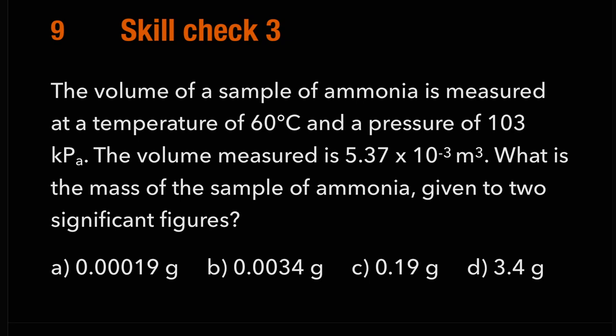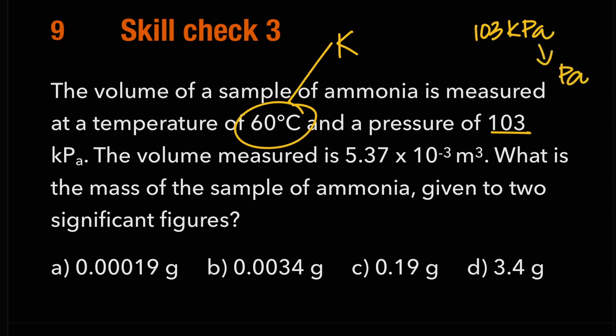For example, check this question out. The volume of a sample of ammonia is measured at temperature 60 degrees centigrade, which means that this has to be first converted into the Kelvin scale. And the pressure is 103 kilopascals. Now 103 kilopascals should be converted to pascals. And the volume is already given in meter cube, so that's good. And they're saying, what is the mass of the sample of ammonia?